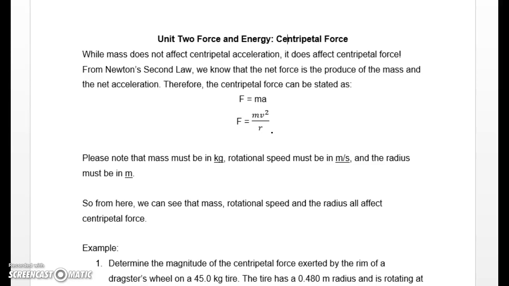Just to note that your mass must be in kilograms, your rotational speed must be in meters per second, and the radius must be in meters. These are very specific units that we need to be working with. So if you aren't given those values, you need to convert them. This is one example that I was leading up to in the video, saying that we need to have specific units, especially when we're working with meters and seconds.